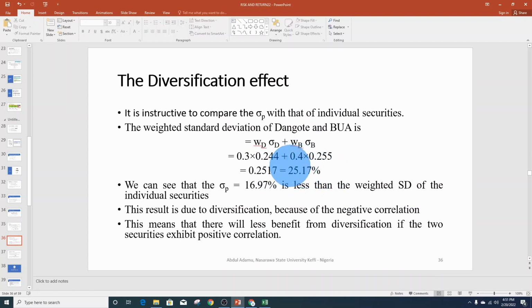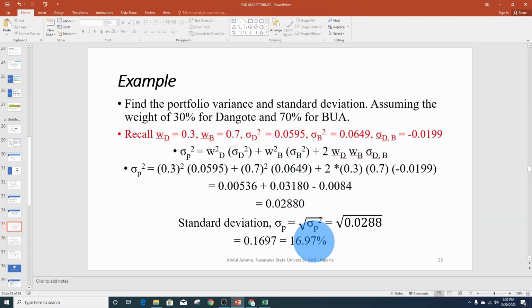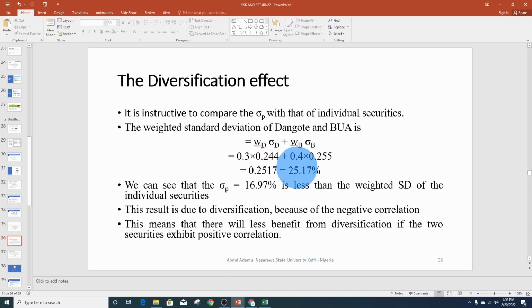You can see clearly that this risk, if we take the weighted standard deviation, is far higher than the risk of the portfolio, which we computed earlier, which is 16.97%. 25.17% is far higher than 16.97%. So this reduction is probably due to diversification because of the negative correlation between the two stocks.